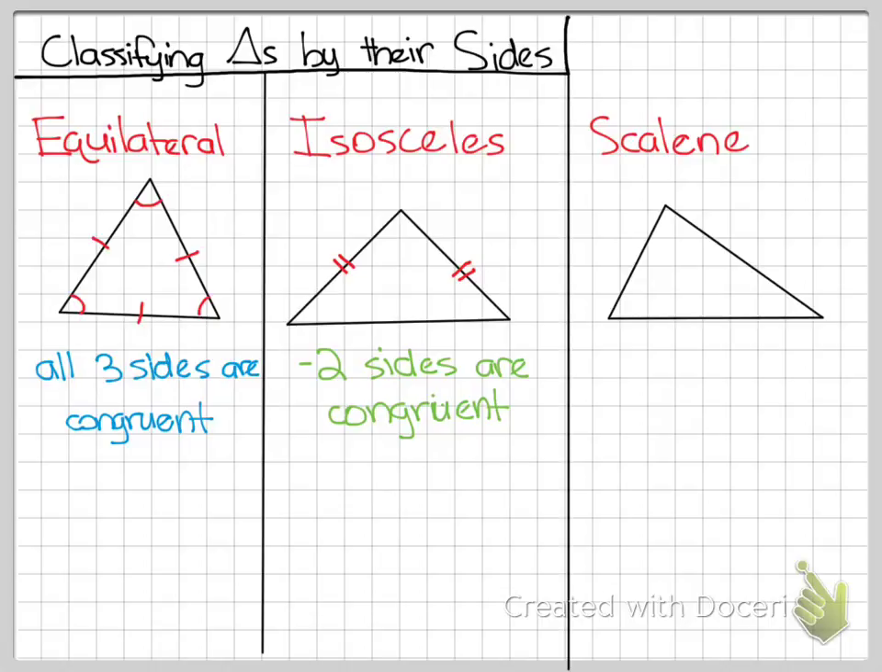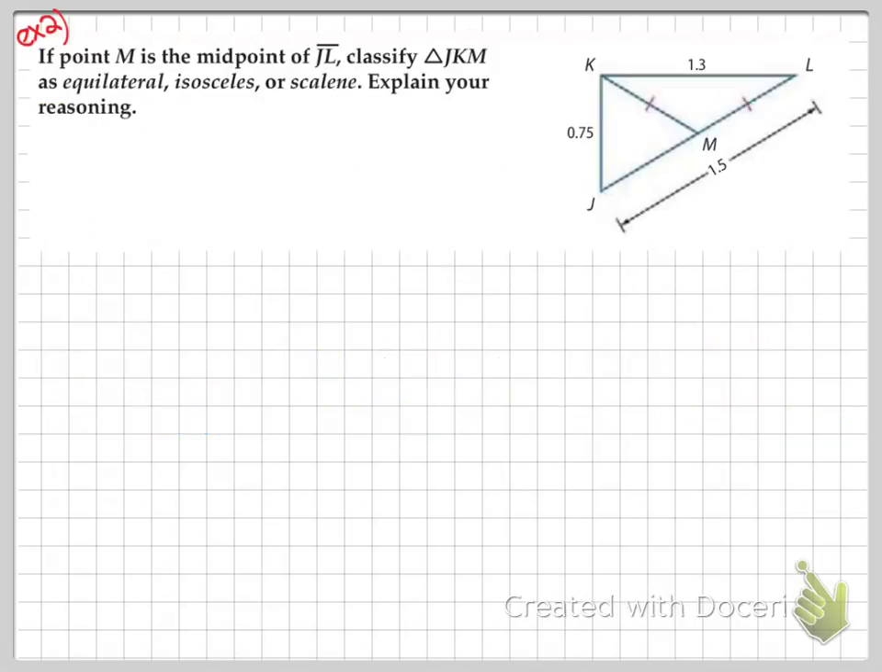Two sides are congruent. And then the last one we have is scalene. In a scalene triangle, no sides are congruent. So all the sides are different in a scalene triangle. All right, so we got equilateral, isosceles, and scalene. So now we're going to look at classifying these triangles by their sides.